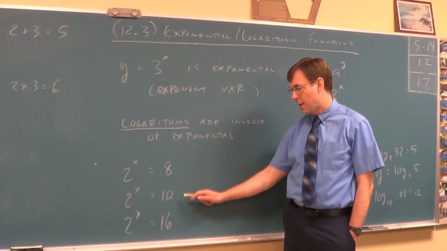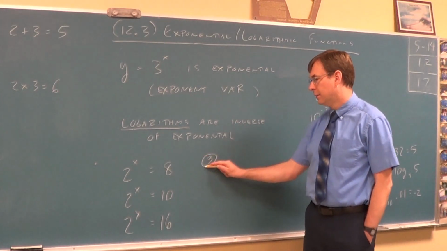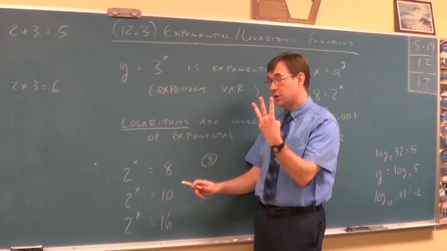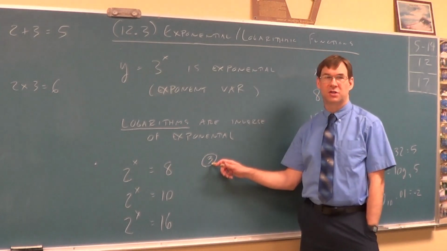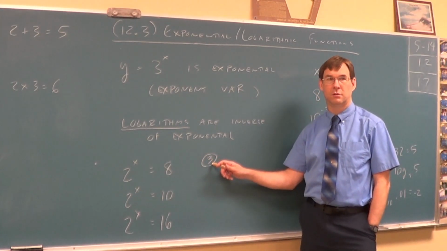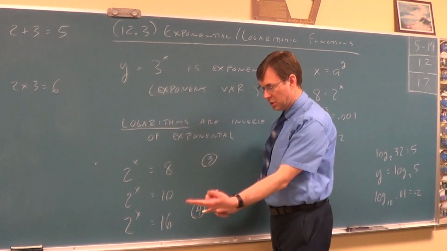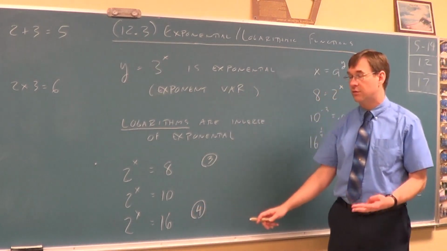Can anybody solve one of those three? First one is 3. First one is 3. Because 2 times 2 times 2, 3 2s, makes 8. That's solvable because that's artificially easy and I was kind to you. Well, the last one's 4. The last one is 4. Because if we go 2 times 2 times 2 times 2, we will get 16, that is 4.